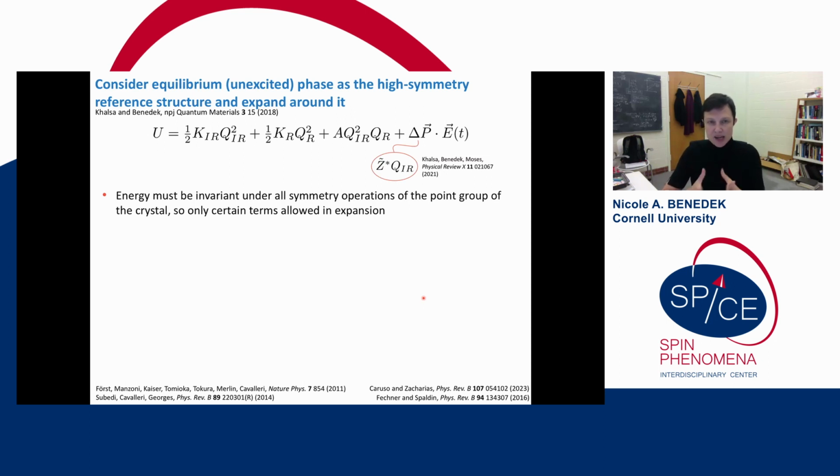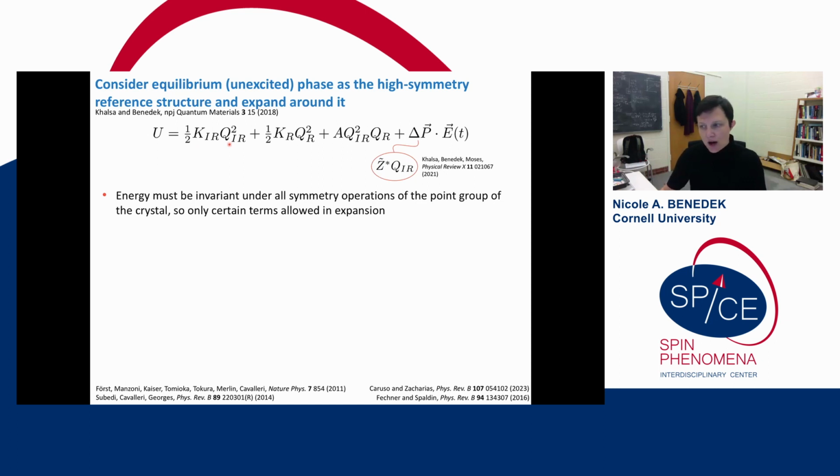We start by expanding the energy of the equilibrium crystal in powers of various modes, which we kind of consider as order parameters. As the high symmetry paraphase, we take the equilibrium unexcited crystal structure. So this is a particularly simple expansion that we used in previous work just for illustration purposes. The one that we developed for the current work is more complex. So the Ks here are second order force constants of the relevant modes.